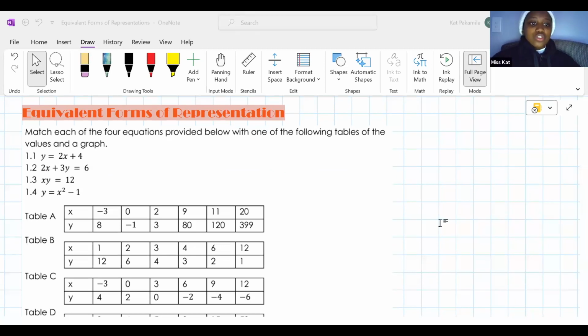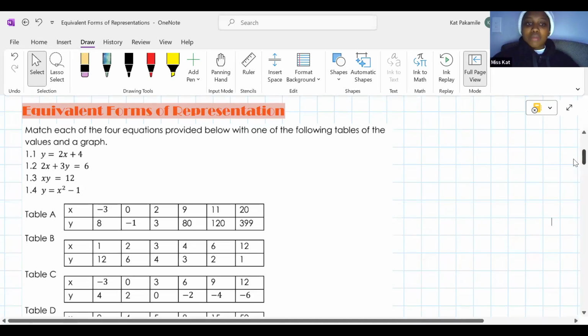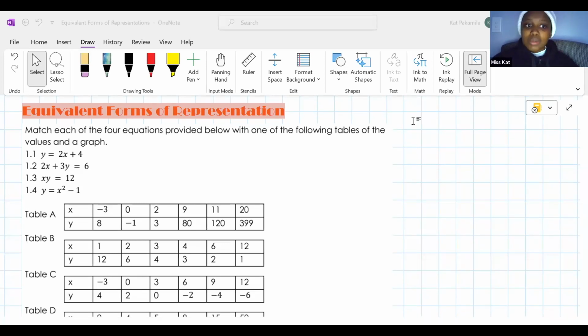Today we're going to be doing multiple forms. We're going to be matching one form with a different form so that we're able to recognize the different ways to do all of these. I promise you, you can do it.